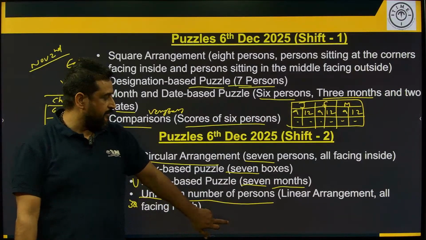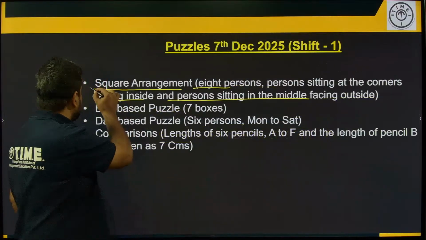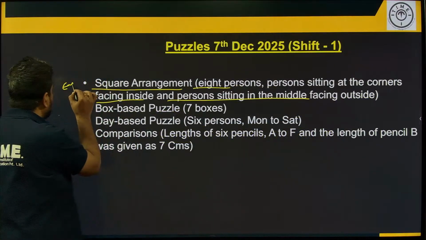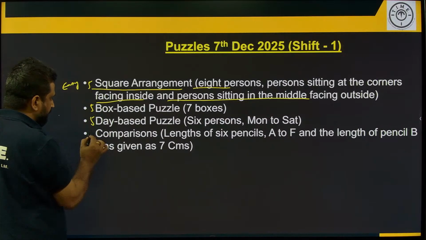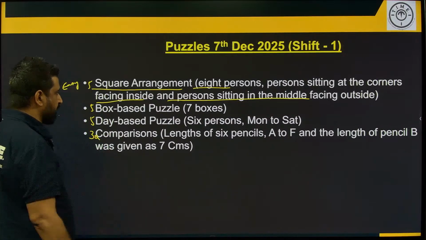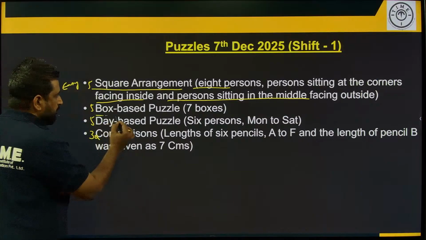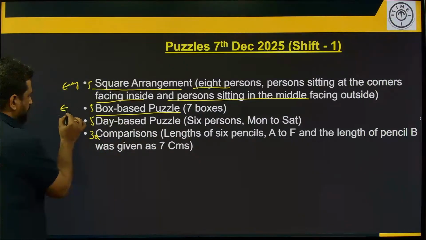Now in the 27th shift one, yes, already we discussed, the square arrangement is given and the level of difficulty is easy. 5 questions from here, 5 questions from here, 5 questions from here, and here 3 questions. Again, the same, a box based puzzle, level of difficulty is rated very easy.